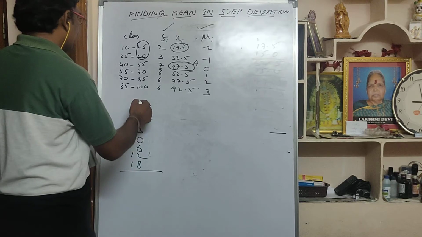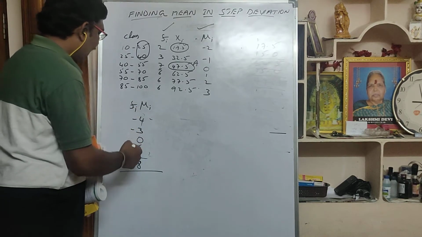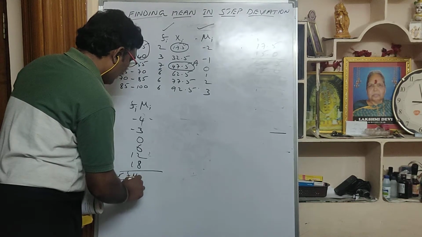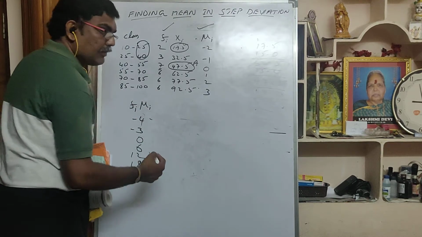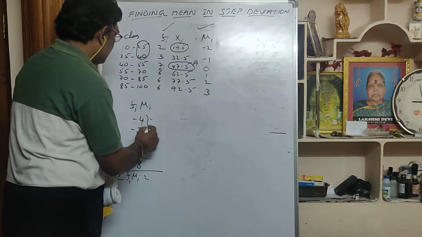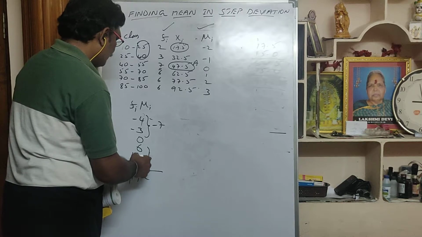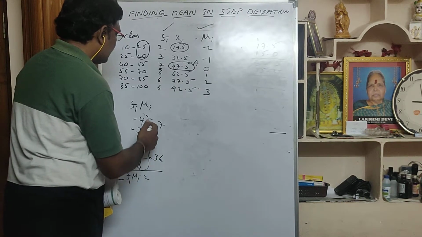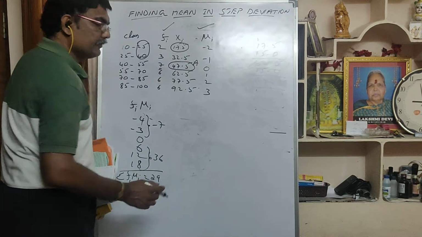Now in this, some are negative, 0 is there, and some are positive. So I want sigma fi ui. If you add all the fi ui, it is called sigma fi ui. That means you have to add this entire column. If you add the negative numbers you get -7. If you add the positive numbers, 18, 20, 30, you get 36. Plus 36 minus 7, if you add, you get 29.